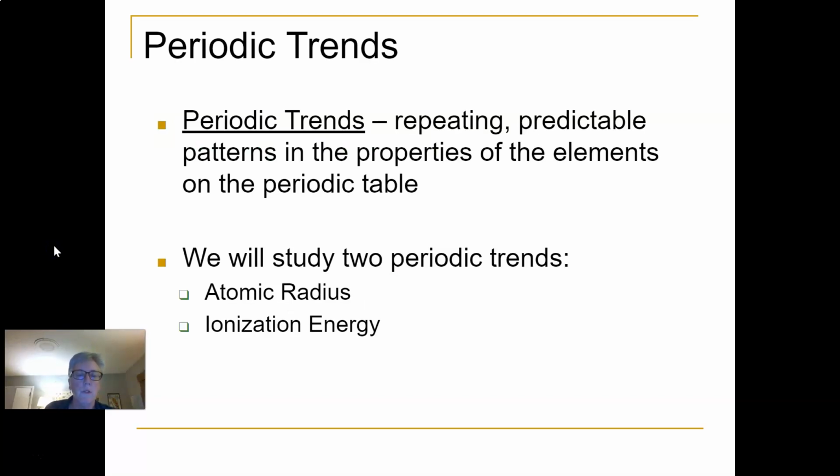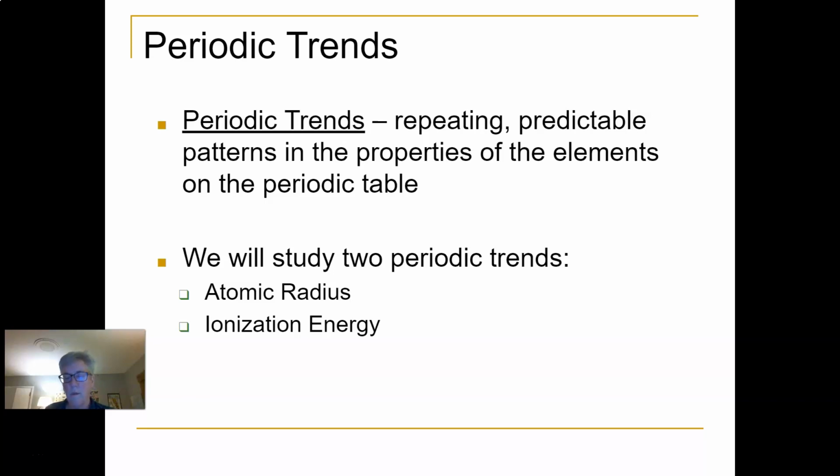Okay, periodic trends just refers to repeating predictable patterns in the properties of the elements on the periodic table. So you learned a little bit about how Mendeleev organized the elements in the periodic table, and he did that based on atomic mass, but also on properties. So that was one of the really brilliant things that he did. So the periodic table is organized based on some of these patterns.